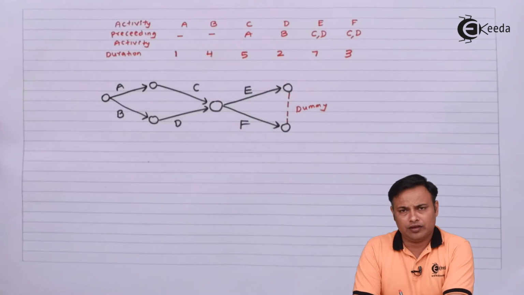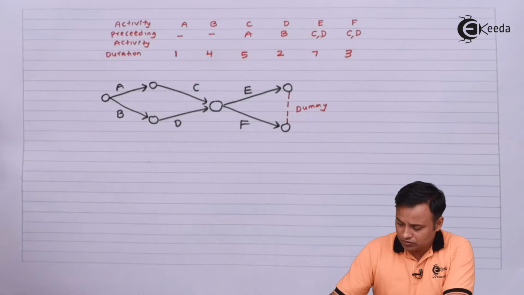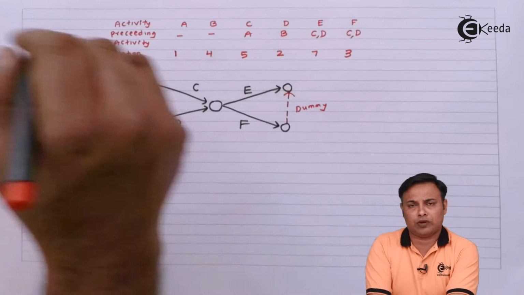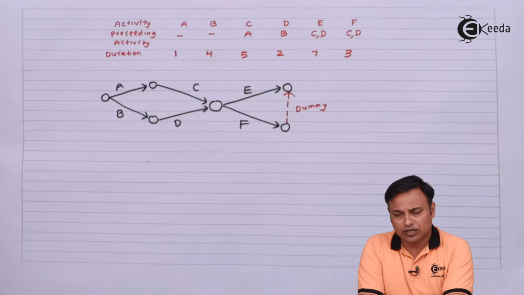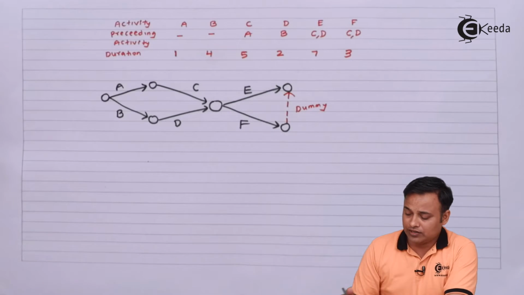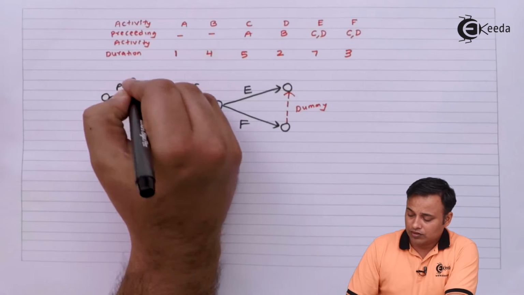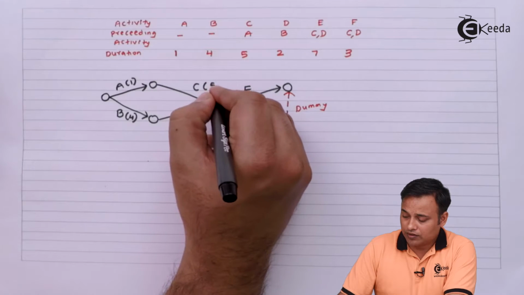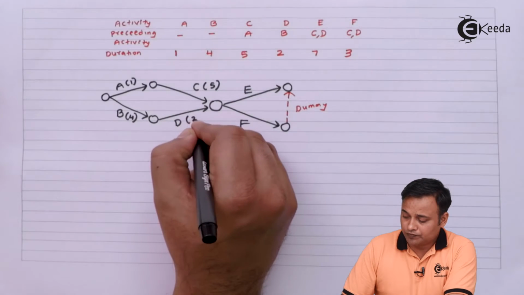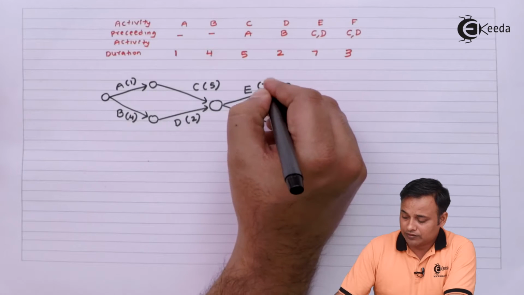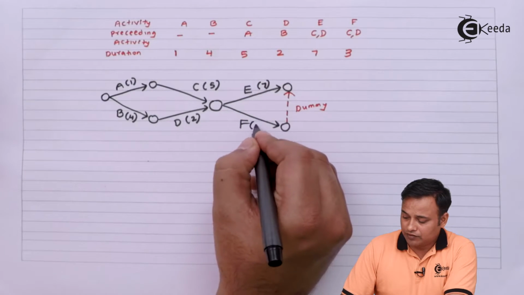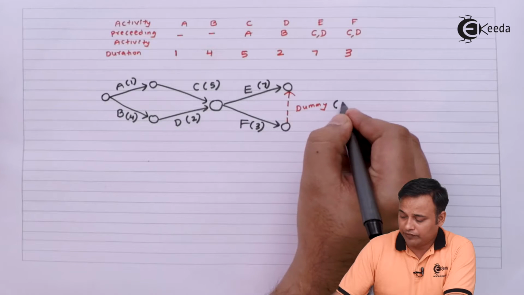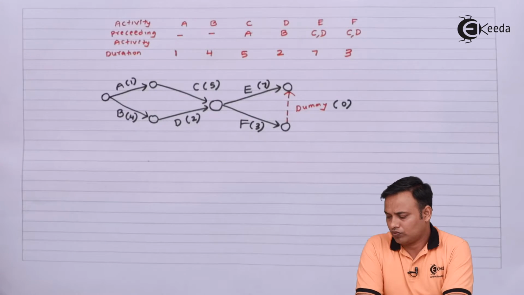Now this dummy can be put down with the arrow from E to F, or it can go from F to E as you wish. मैं F to E ऊपर जा दूंगा. I'll put down the duration against each of the activities. For A, the duration is 1, B 4, C 5, D 2, E 7 and F 3. For dummy it will always be 0.